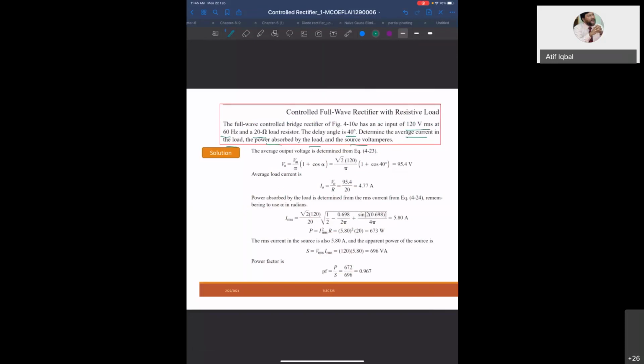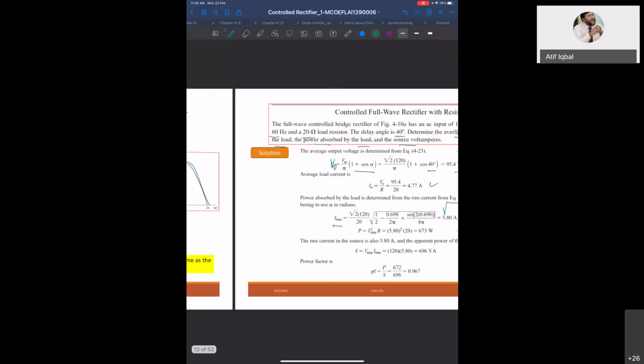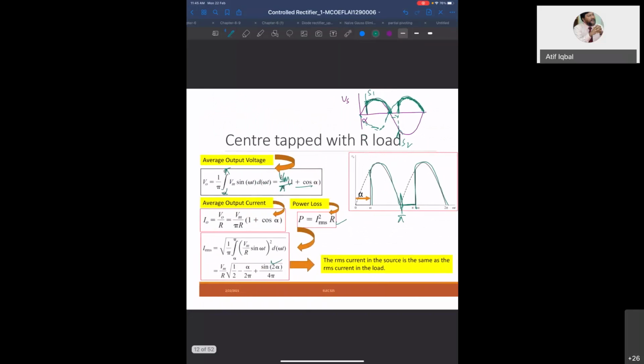So what is the average voltage output? Average voltage is Vm upon pi times (1 plus cos alpha). Alpha is already given, so you can calculate the output average voltage. Average load current will be V naught by R. And RMS current, we have seen this before. It is like this: Vm by R times the square root of half minus alpha by 2 pi.